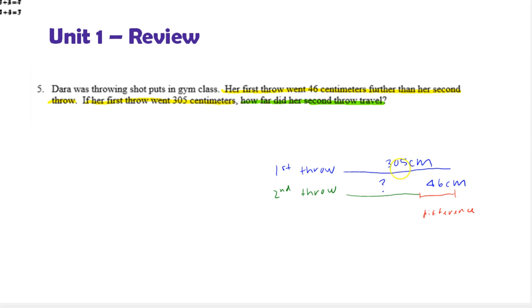Okay. So notice from the diagram that the second throw is 305 minus the difference between the two. Then we'd get this smaller piece here. So we want 305 centimeters minus 46 centimeters equals, and that would be 259 centimeters. And you can do this by hand or on your calculator. Let's look at the next one.